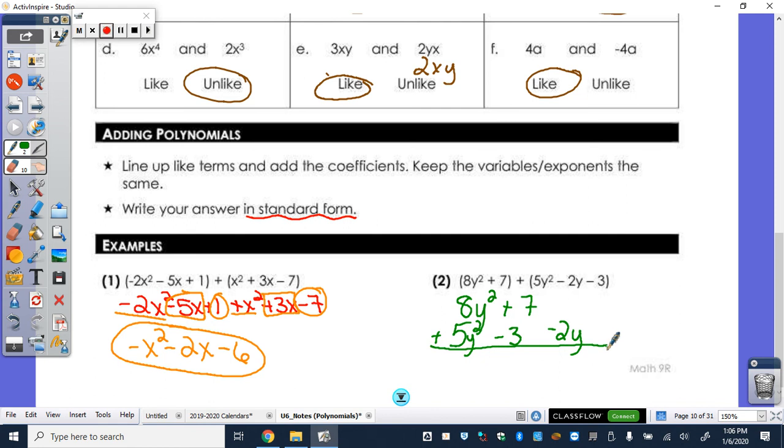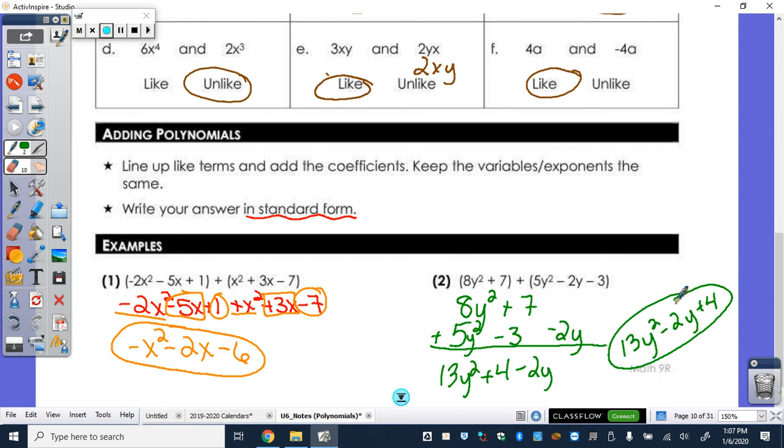So now I can add them. I can just add going down. 8 plus 5 gives me 13y squared. 7 minus 3 gives me a 4. And then I got my minus 2y there at the end. I'm not in standard form, so I just need to rearrange that and put the minus 2y before my 4. And then there's my final answer. So again, it's just a different technique that you can use to add your like terms.